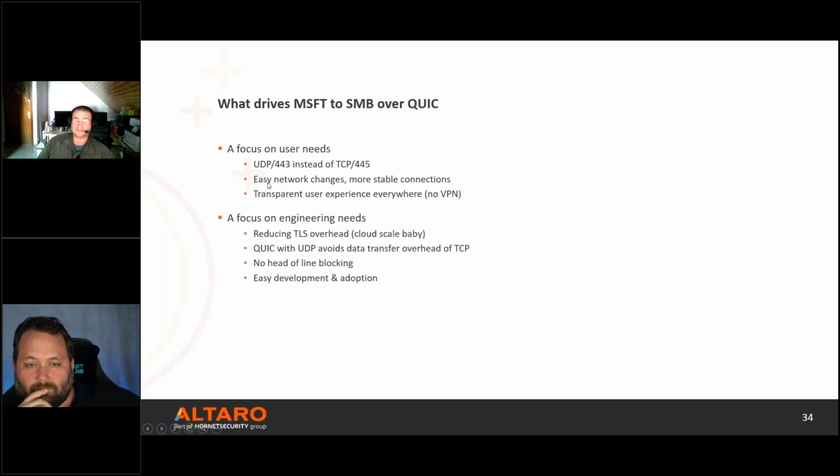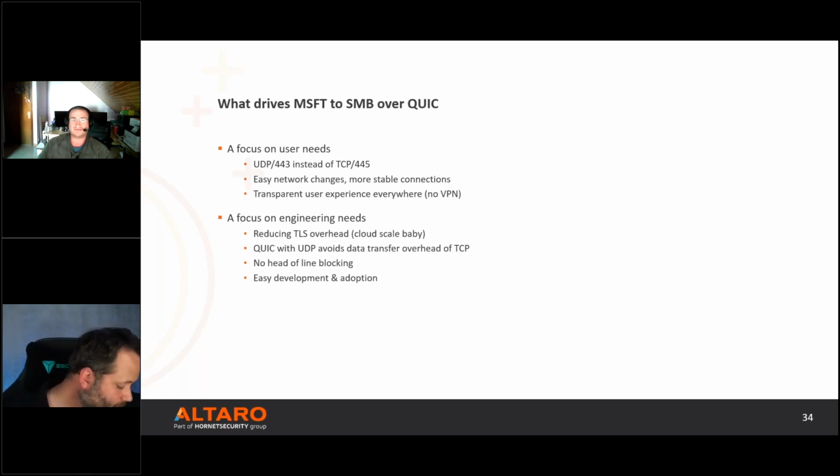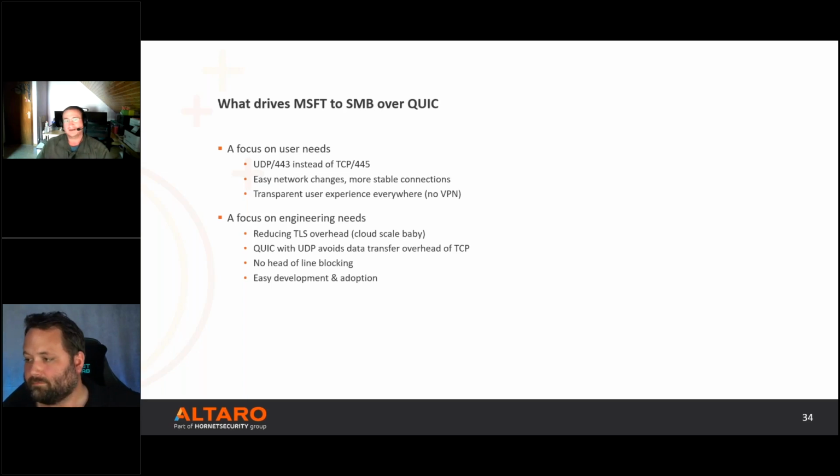The network changes you can have with a Wi-Fi connection, for example, or your phone, if you lose the connection, you have to reestablish the connection. With QUIC, you don't. Just sending it a packet, because they have unique numbers that identify them, is more than enough. So they have more stable, easy network changeovers. That's nice. And of course, the transparent user experience: if a user wants to access a file share, for example, they don't have to use a VPN for that, or you can go to Azure and access your file share without your ISP making your life hard.